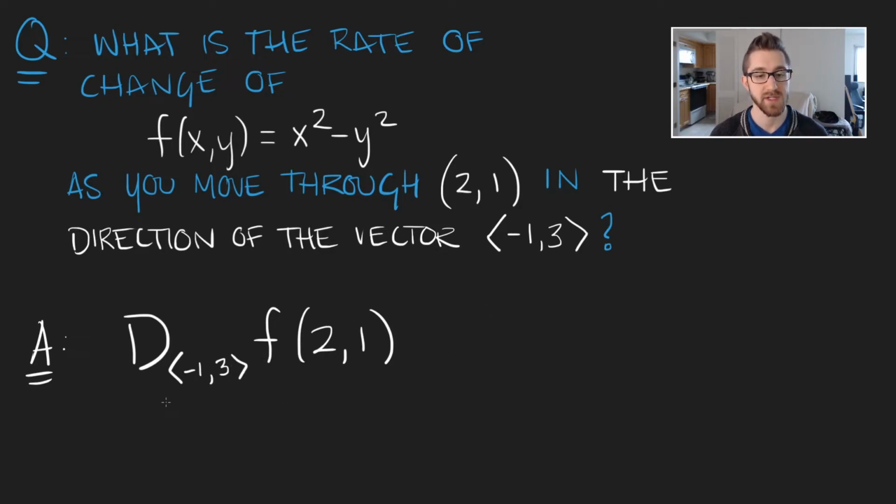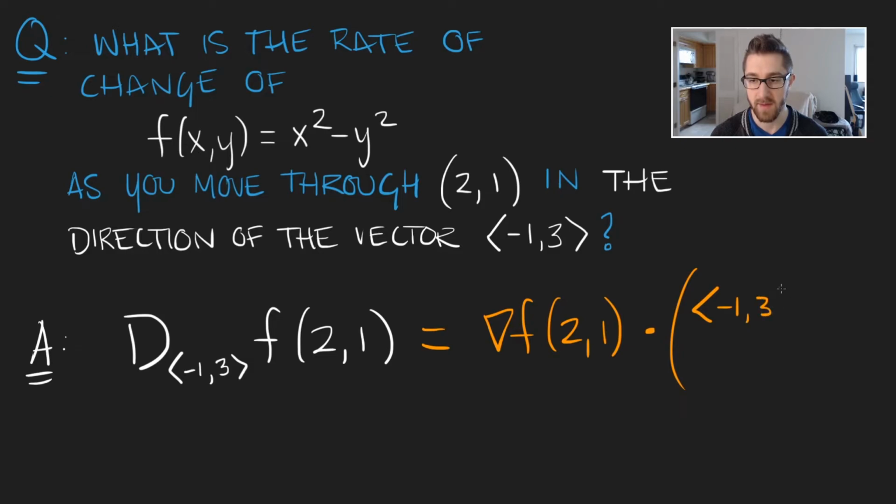Now that we have that formula, let's go back and finish this problem that asks us to compute the directional derivative in the direction of the vector -1, 3 of x squared minus y squared at the point 2, 1. We know now that we should take the gradient of f at 2, 1 and dot that with the unit vector in the direction of -1, 3. So that will be -1, 3 divided by its magnitude. Its magnitude is the square root of 1 squared plus 3 squared, which is the square root of 10.